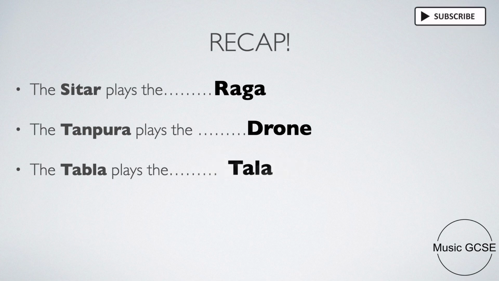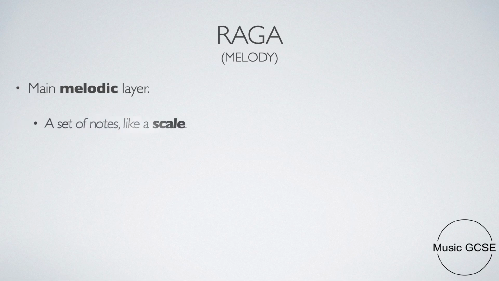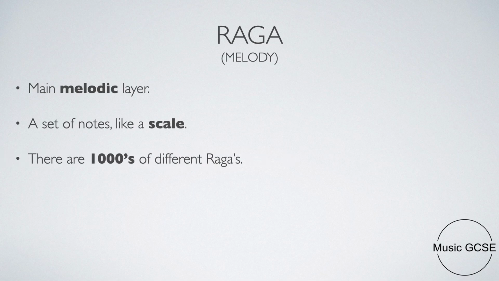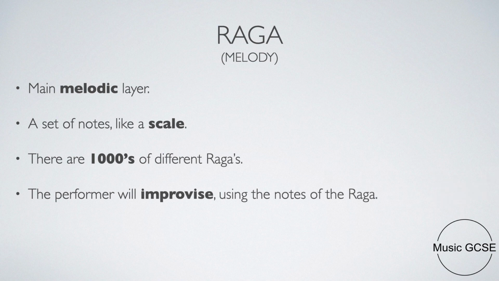So we've learnt about the instruments in Indian classical music, and we've used the words raga, drone and tala, but now let's learn what those are and take a look at the layers used within a piece of Indian classical music, starting with the raga. So the raga is the main melodic layer of a piece of Indian classical music. And a raga is a set of notes, a bit like a scale, and there are thousands of different ragas. The performer will improvise using the notes of the raga.